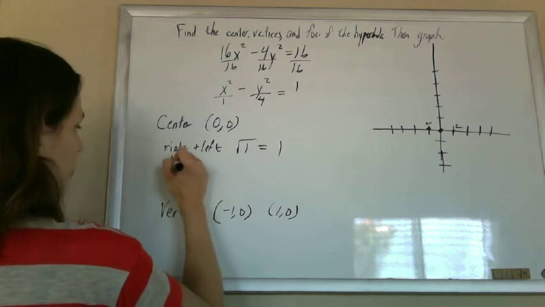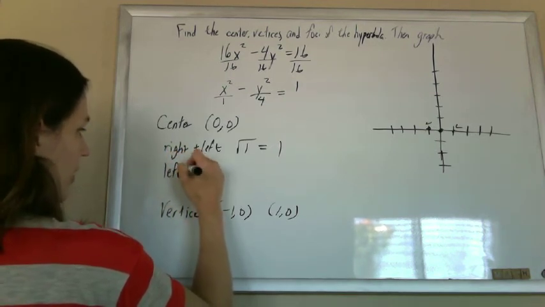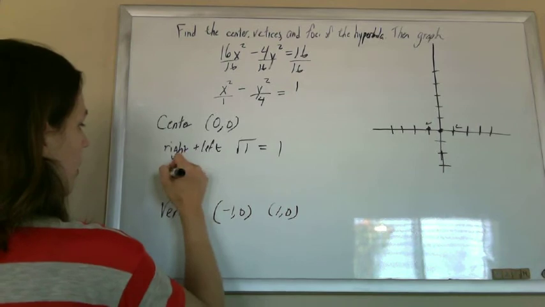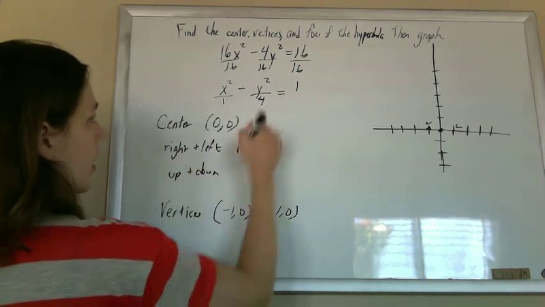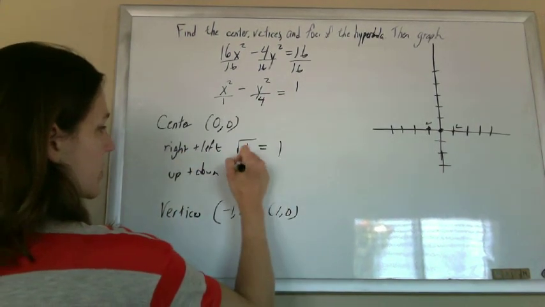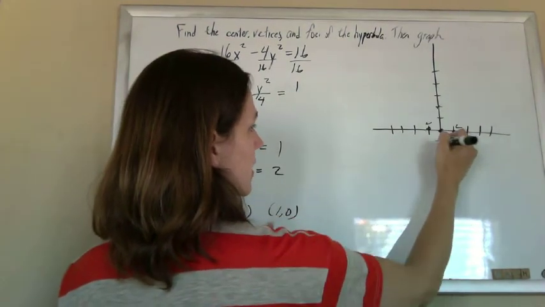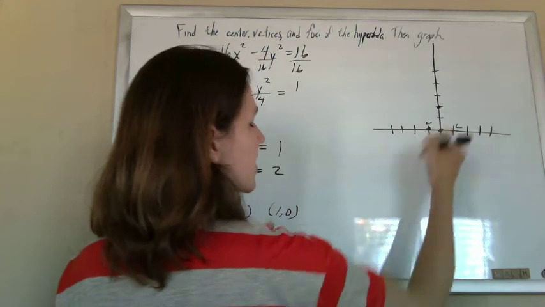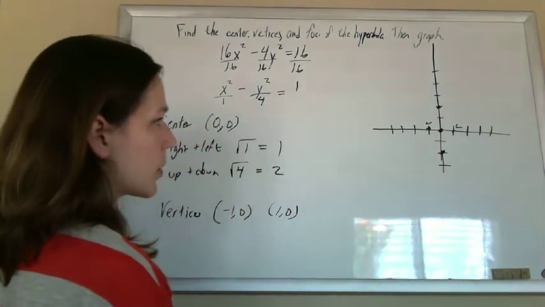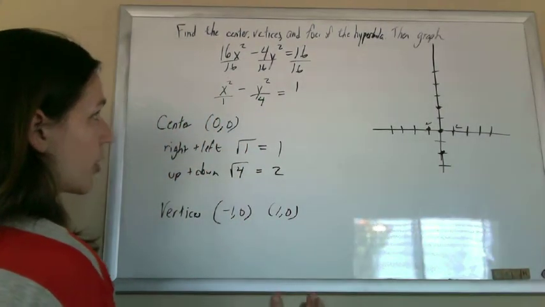If I wanted to figure out the rest of the graph, I know I go up and down. Because it's underneath the y, that controls the up and down. Square root of 4 is 2. So up 2 from the center, down 2 from the center. These aren't really even co-vertices for hyperbolas. They're just points that are going to help us guide our graph.